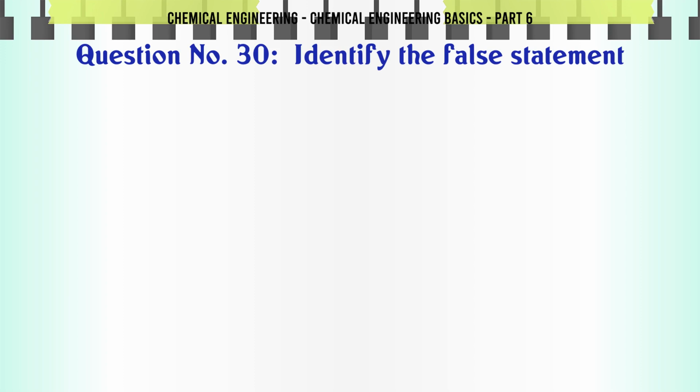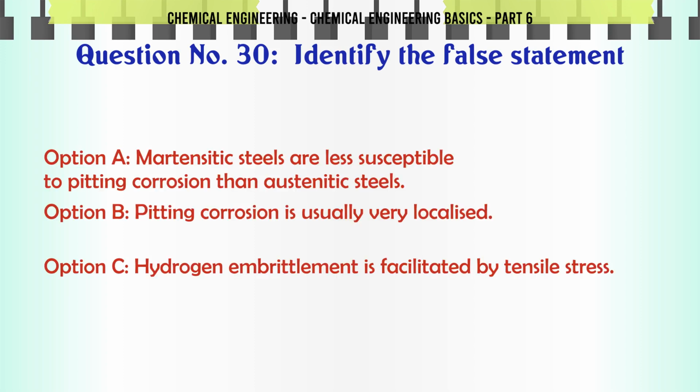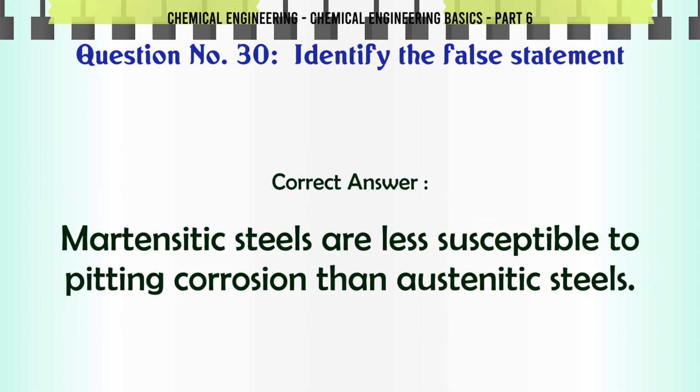Identify the false statement. A. Martensitic steels are less susceptible to pitting corrosion than austenitic steels. B. Pitting corrosion is usually very localized. C. Hydrogen embrittlement is facilitated by tensile stress. D. Stress corrosion cracking is facilitated by tensile stress. The correct answer is martensitic steels are less susceptible to pitting corrosion than austenitic steels.